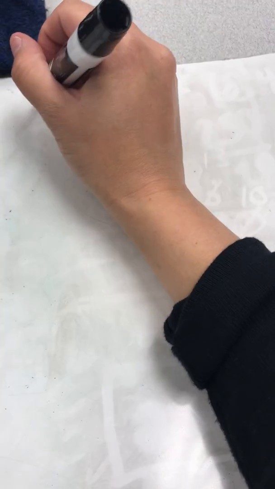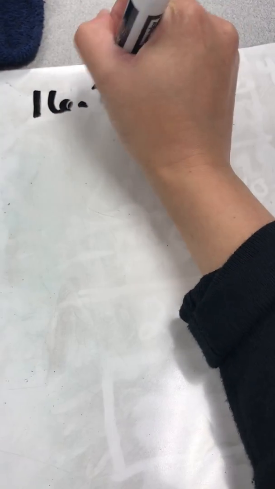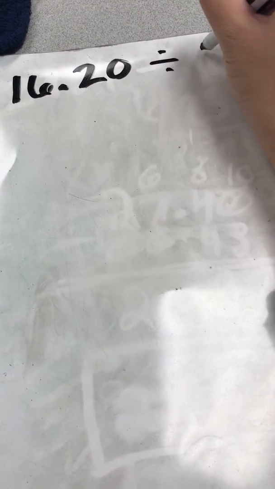All right, so far we've talked about adding, subtracting, and multiplying with our decimals. So the last step that we need to talk about is dividing with decimals. So let's say our first example we're going to look at is 16 and 20 hundredths divided by 4.